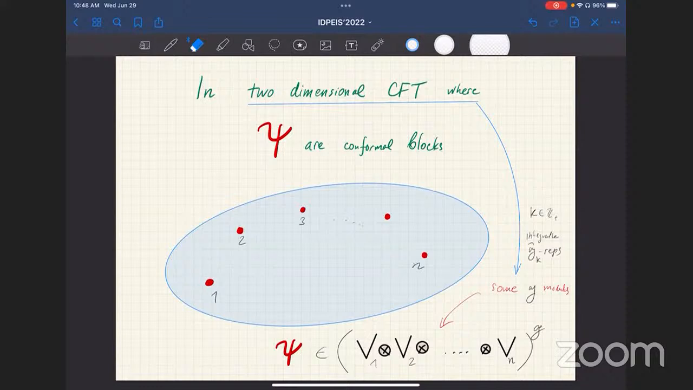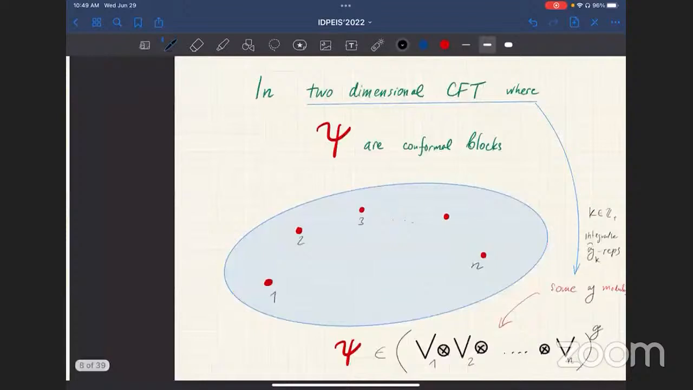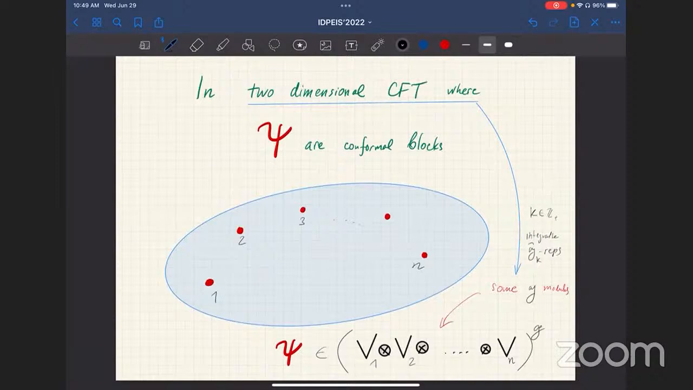And in the context of two-dimensional conformal field theory, where these equations were first written by Knizhnik and Zamolodchikov, the coefficient in front of the derivative actually has to be an integer. In fact, k, the parameter k, should be non-negative. And the representations v1 to vn should correspond to integrable level k representations of the associated current algebra.